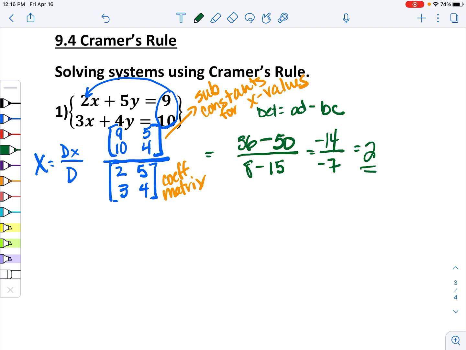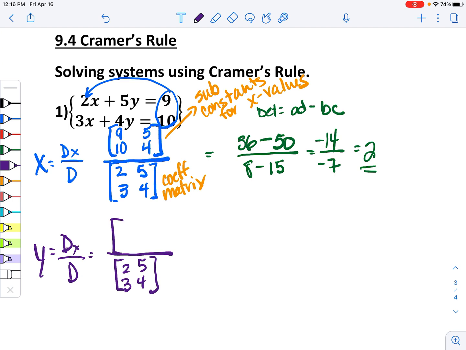I'm going to do the same concept for my y value. Okay, remember the bottom one is going to be your coefficient matrix, 2, 5, 3, and 4. For my top one, this time I'm going to keep my x values for my coefficient matrix, and I'm going to substitute my constants in for my y values. So this is 9 and this is 10.